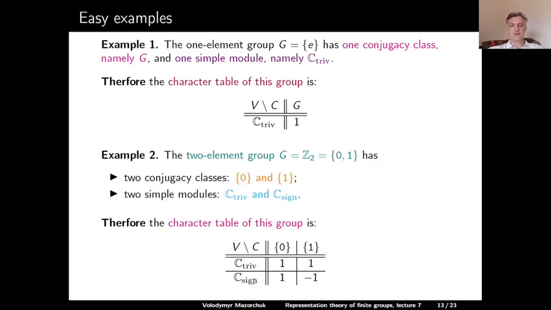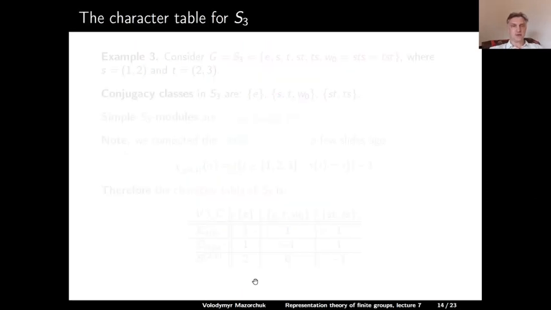This is a character of the sine module. Let us now discuss a more complicated example. Let us determine the character for the symmetric group S3.